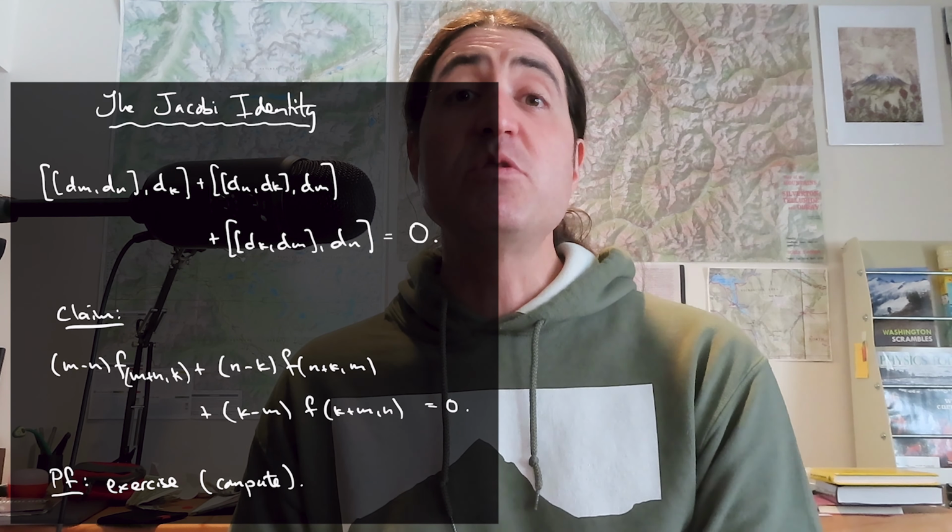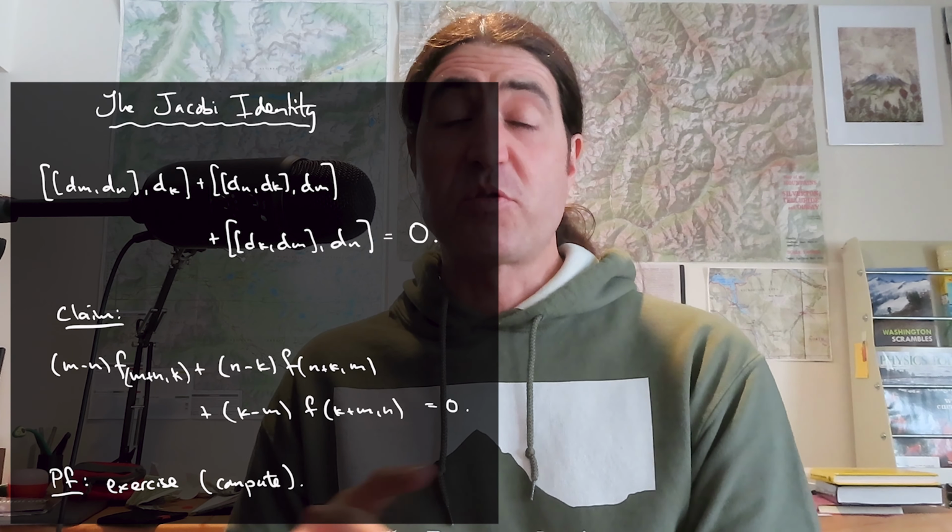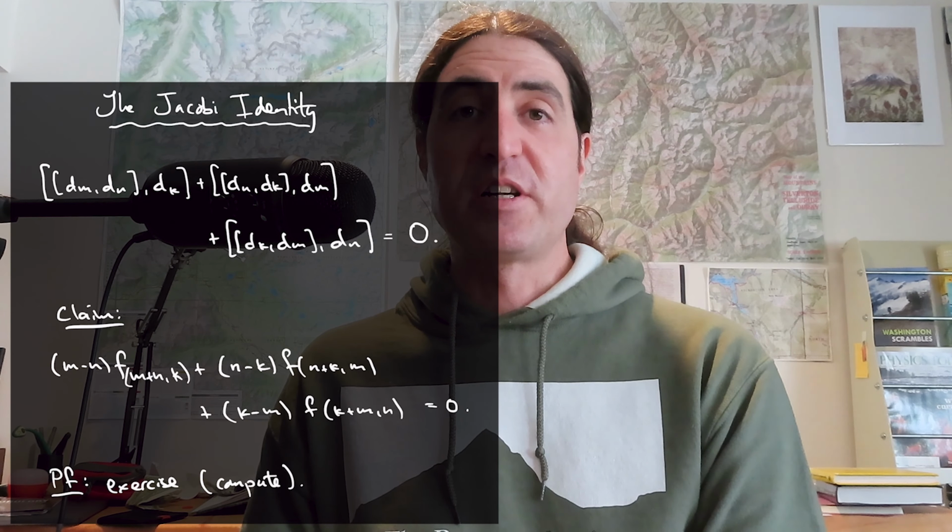So for us, there will be two special cases of these three arguments, m, n, and k, that will be important and enlightening for constraining the structure of f. The first case we'll consider, we'll let k equal 0 and consider the case where m plus n is not equal to 0. This gives us an expression which relates f of m plus n, 0 with f of m, n and f of n, m.